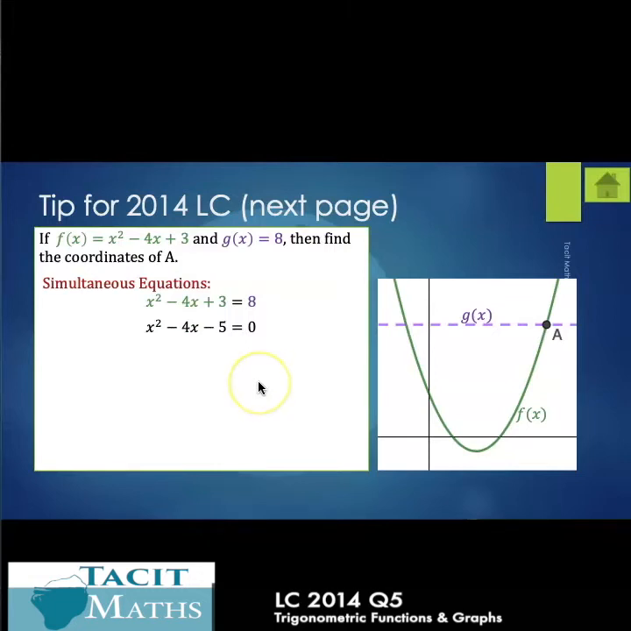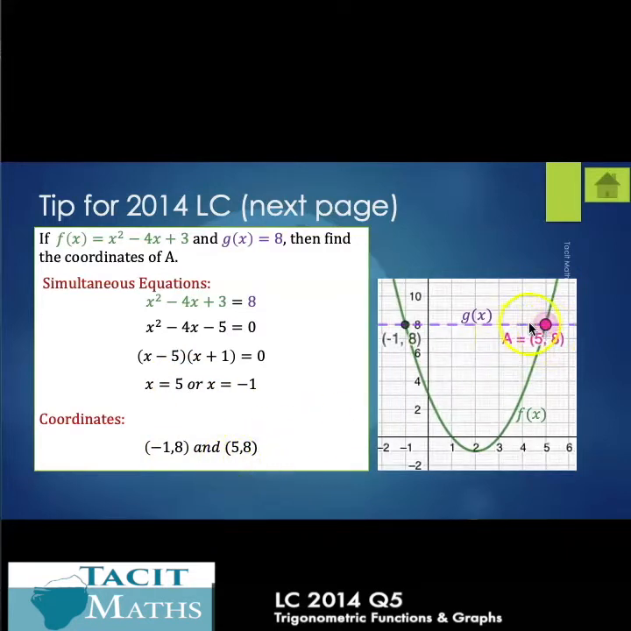So take 8 from both sides, factorize your quadratic whatever way you see fit, and solve your quadratic to get the roots. Then we know that the y coordinate is going to be 8 in this case, so our two coordinates are -1, 8 and 5, 8. Okay, and it should be immediately obvious that a in this case is 5, 8. We don't need to worry about -1, 8. Now let's see how this is relevant to the one we're doing in the trigonometric functions question next.